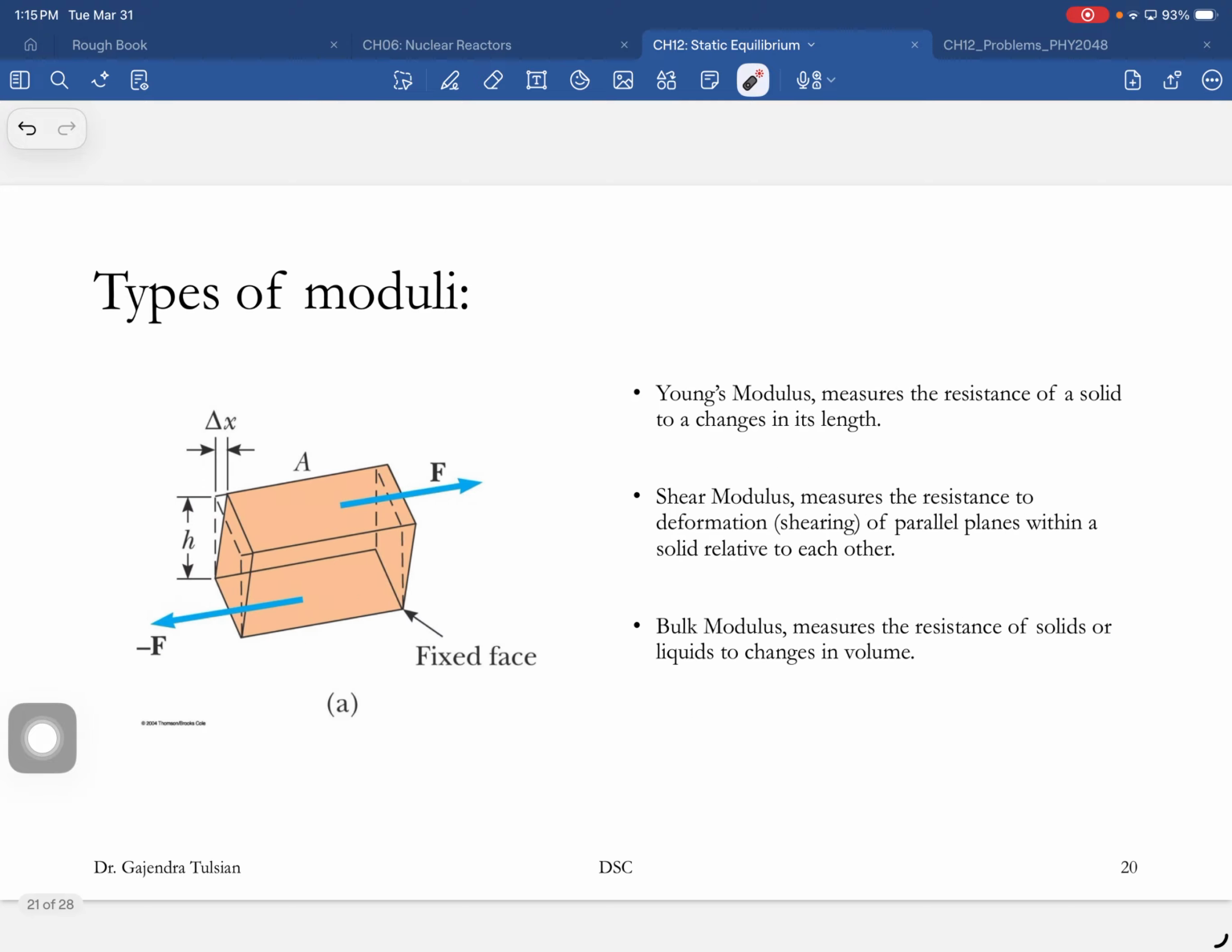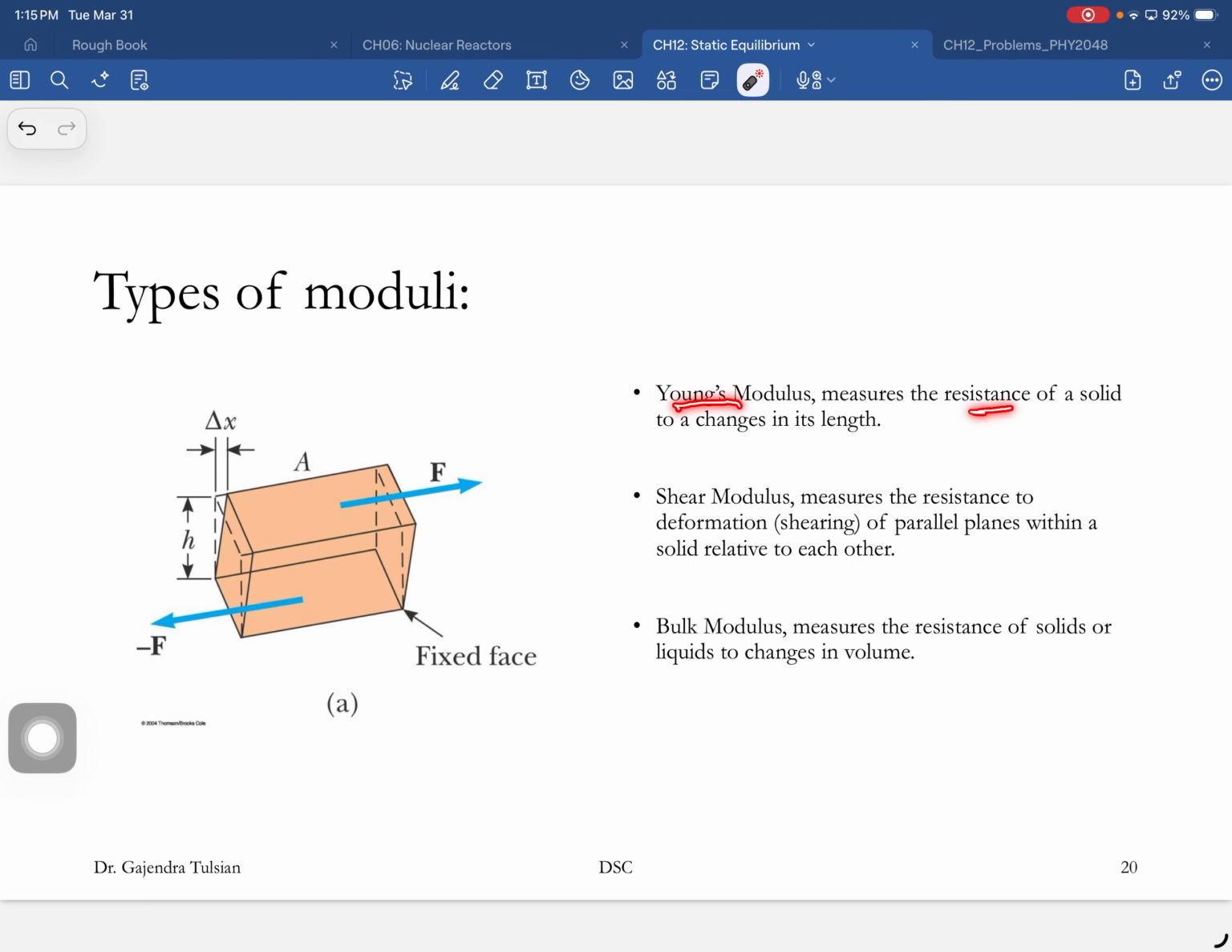So we talk about 3 types of elastic moduli we consider. Let's say you apply a force like this, then this face will deform relative to that face. You can do this to a book, for instance, and you can easily see the deformation. This is called a shear modulus. So we'll consider 3 kinds.